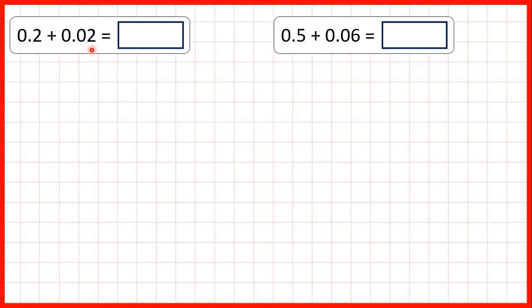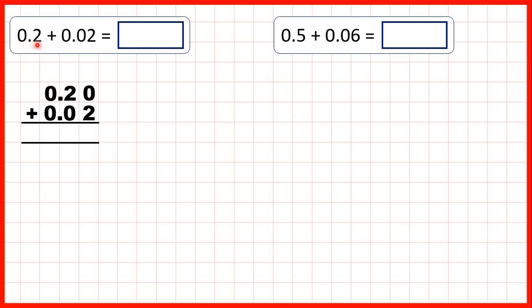In these questions, we're adding hundredths to tenths. So first we have 0.2 plus 0.02. We can set this out as a column addition, but we need to make sure that our decimal points are lined up, because if our decimal points are lined up, then our ones, tenths, and hundredths columns will be lined up as well. We can write 0 in empty squares because we haven't changed the question.